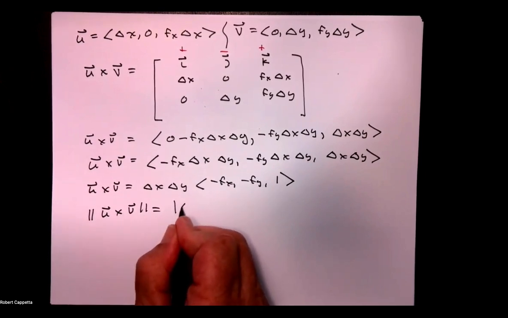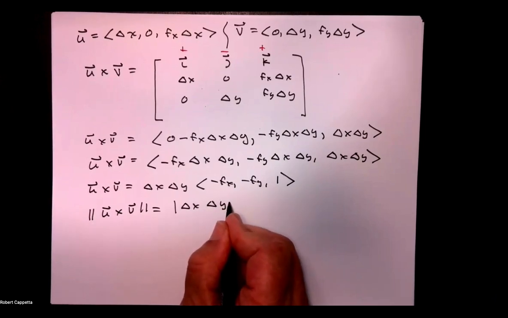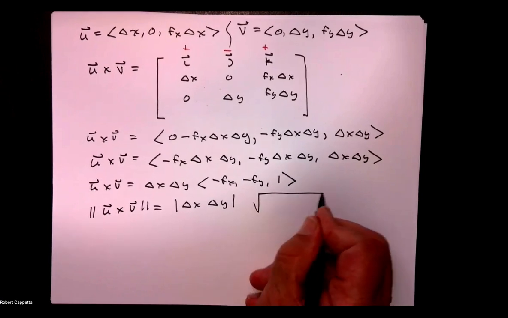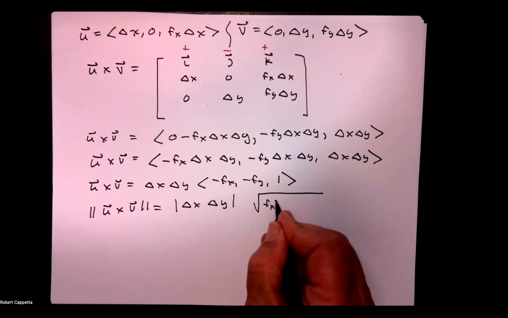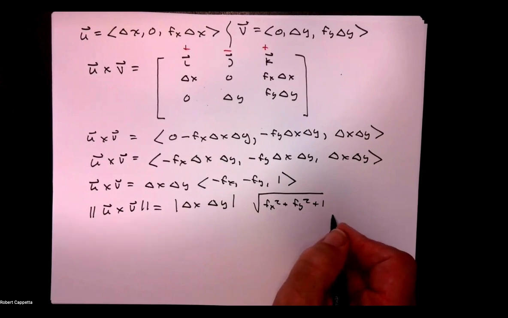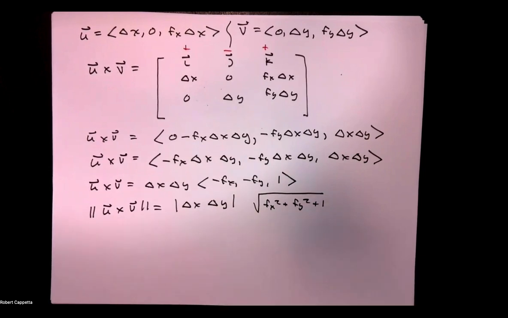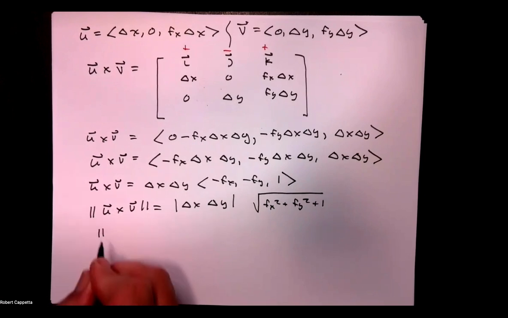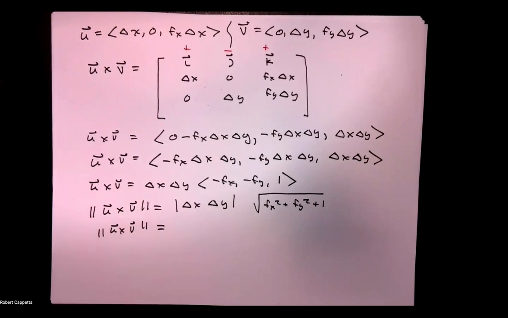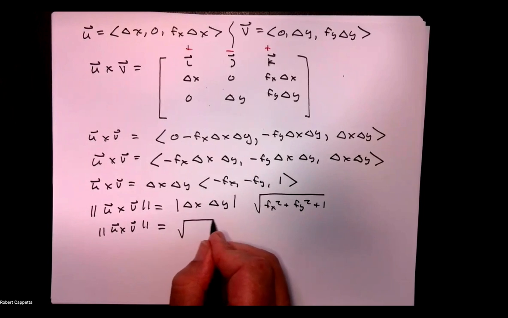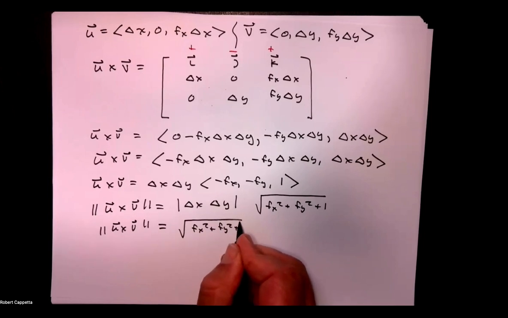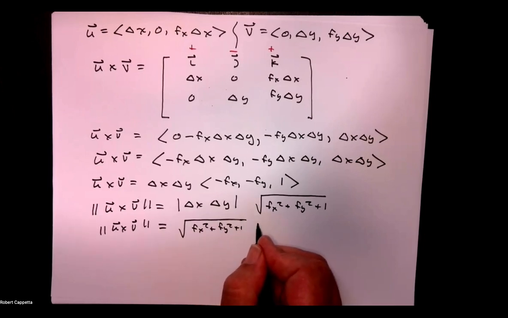Well, it's actually absolute value of change in x, change in y, which I'm going to choose to ignore here shortly, times the magnitude of that vector, which is what? Which is the square root of negative f sub x squared, which is the same as f sub x squared, plus negative f sub y squared, which is f sub y squared, plus 1. So assuming the change in x and change in y are positive, I'm going to relax that a little bit. So the magnitude of u cross v will be the square root of f sub x squared plus f sub y squared plus 1, change in x, change in y.